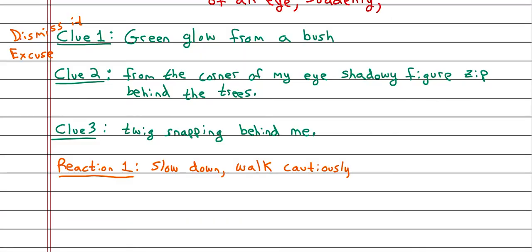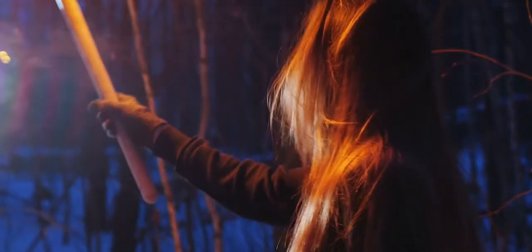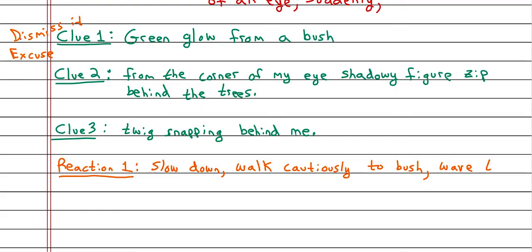I'm not writing complete sentences. I'm just jotting some notes down. And what else would I do? I would probably wave my torch towards the bush to see what's inside. Okay, so I'm not writing a complete sentence. I'm just writing: wave torch towards the bush.